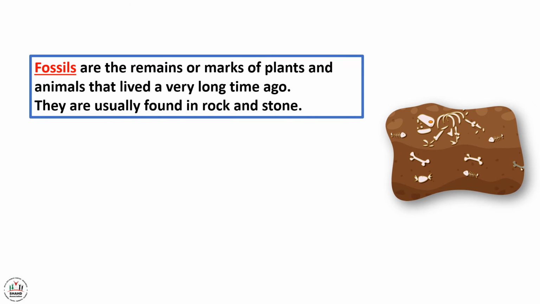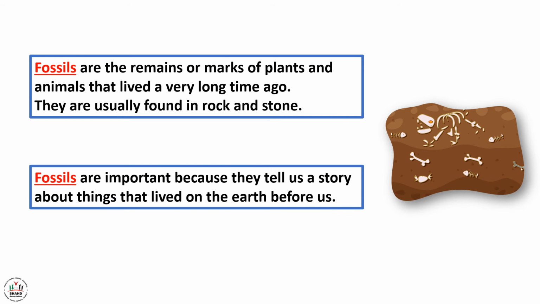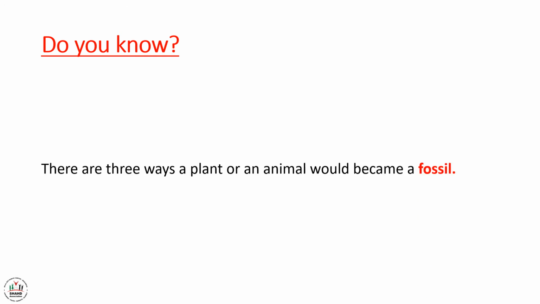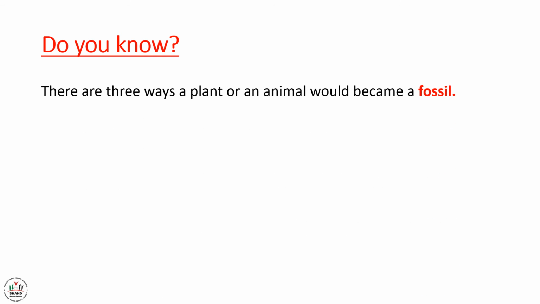So fossils are the remains or marks of plants and animals that lived a very long time ago. They are usually found in rock and stone. Fossils are important because they tell us a story about things that lived on the earth before us. Do you know? There are 3 ways a plant or an animal would become a fossil.